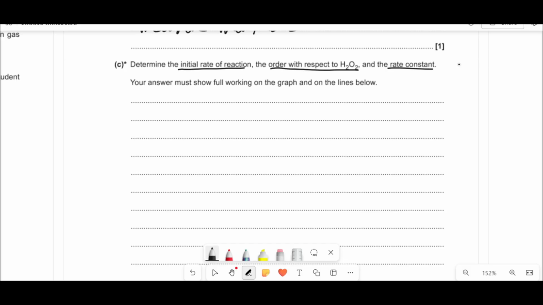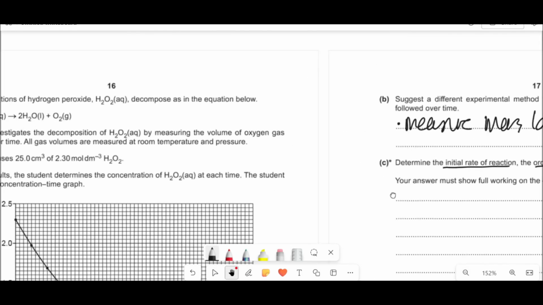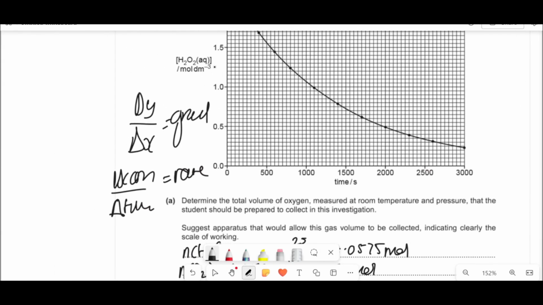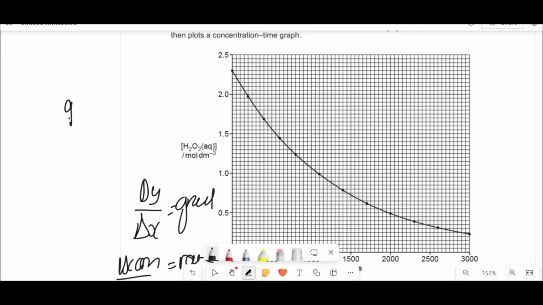There you go. Determine the initial rate of reaction, the order with respect to H2O2, and the rate constant. You must show full working on the lines below. So then here, when we're working out the initial rate, remember that I said the gradient is equal to the rate, because it's the change in y over the change in x, the change in concentration over the change in time.